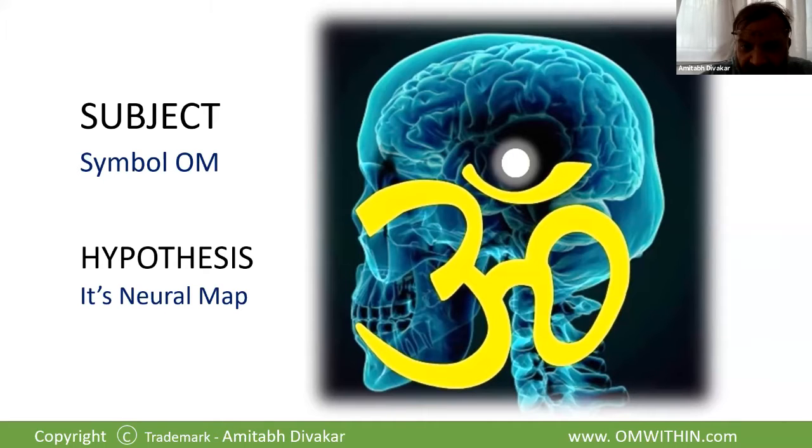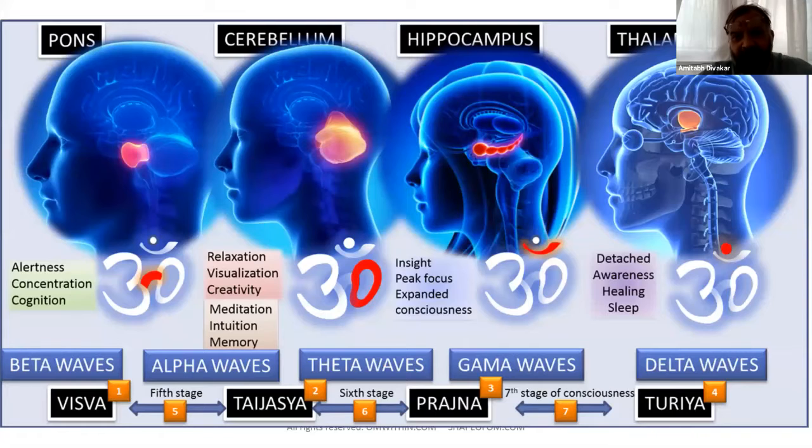And we have to see both the Naam and the Roop, the sound and the form. This is the map which I'm saying is the neural map, where every part of Om is activating a certain part of the brain. And this explains also the spirituality and the neurology.